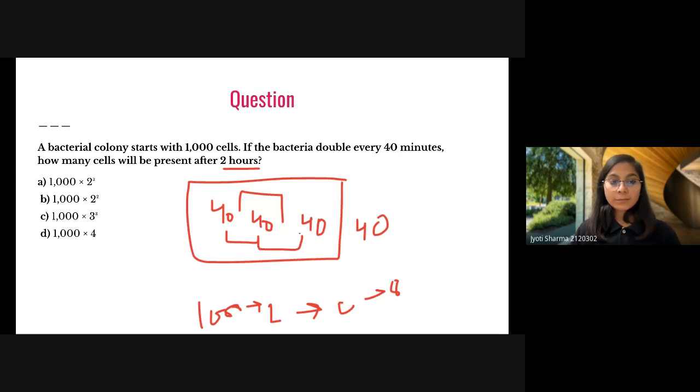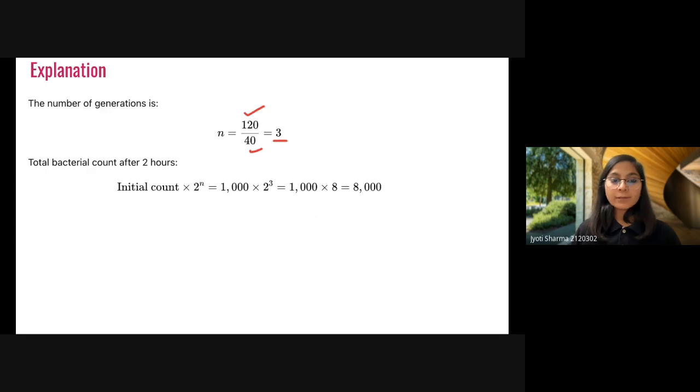Just see here how we can solve this. First we calculated the number of generations. In 2 hours we had 120 minutes, and the doubling time is 40, so the number of generations will be 3, right? Then what we have to do is initial count multiplied by 2 raised to the power n: the initial count is 1000, and the number of generations is 3. So 1000 multiplied by 8 gives us 8000 cells after 2 hours, when the doubling time is 40 minutes.